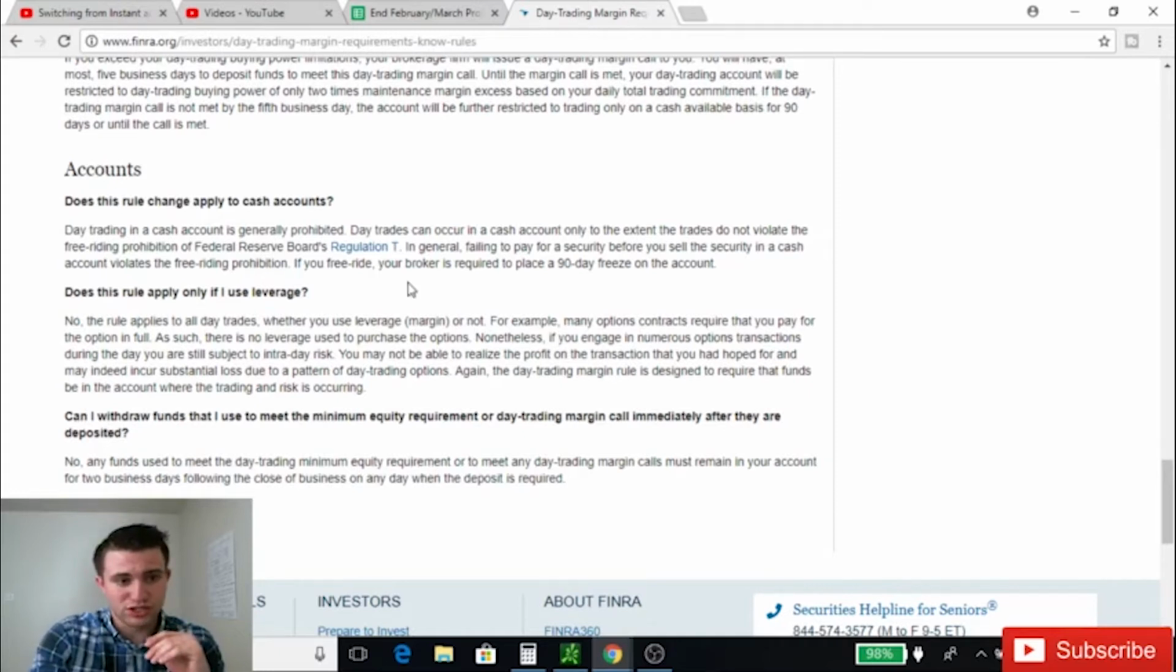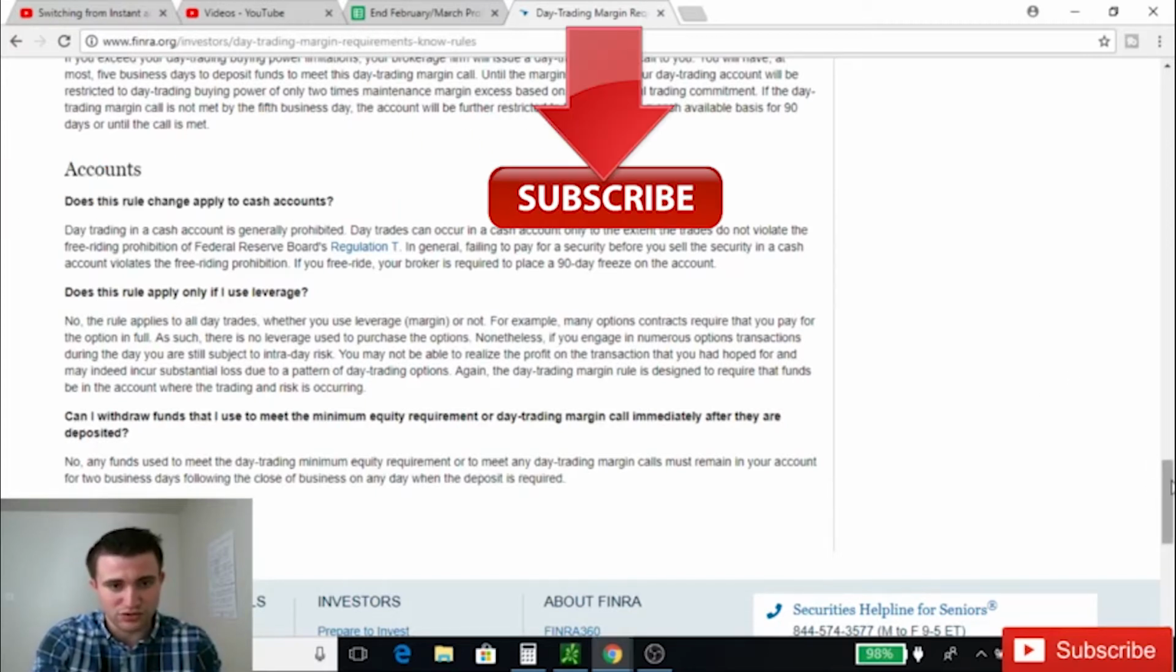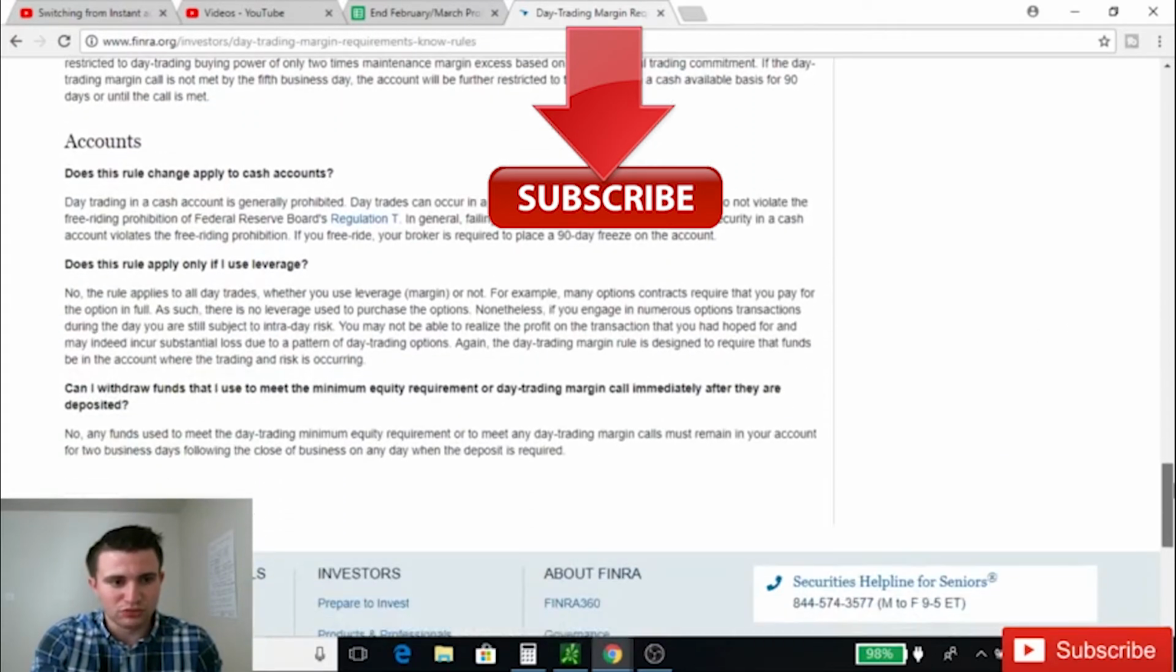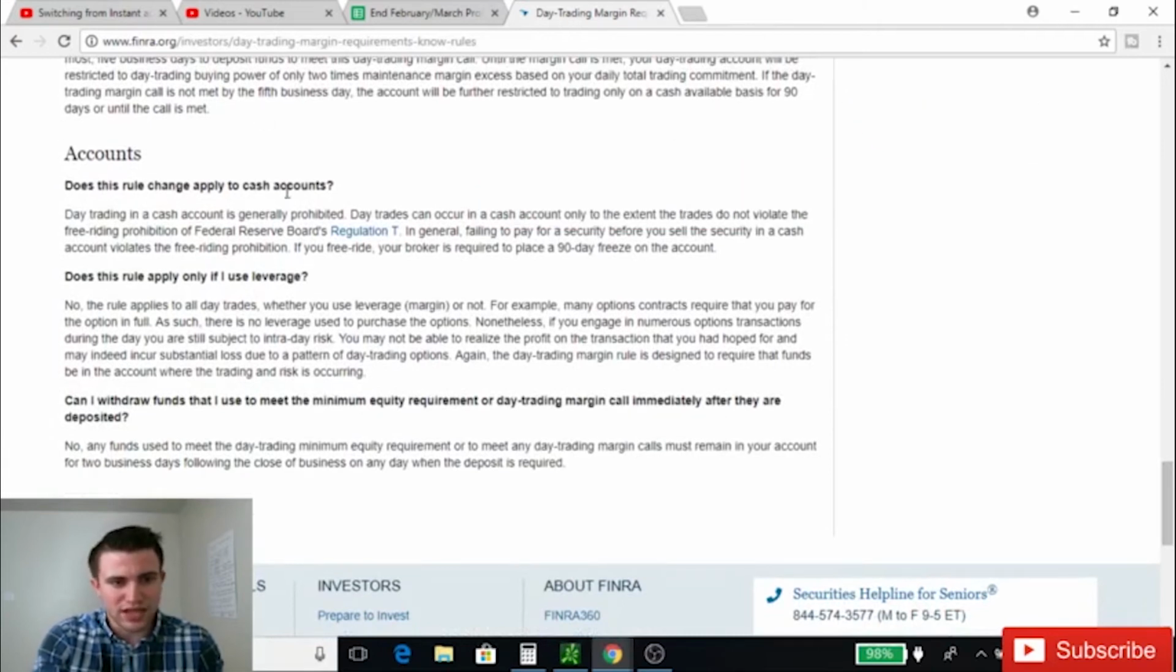we're going to get into an important subject, which is obviously this PDT rule. And this PDT rule has been around really since the year 2000, from what this article has shown. But what we're going to talk about here is cash accounts versus margin accounts, specifically with Robinhood.